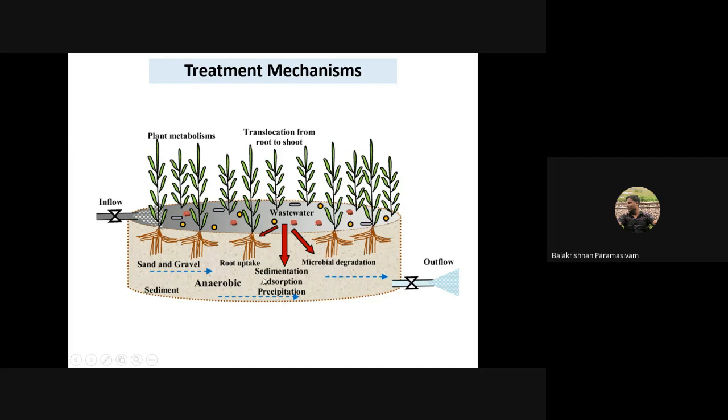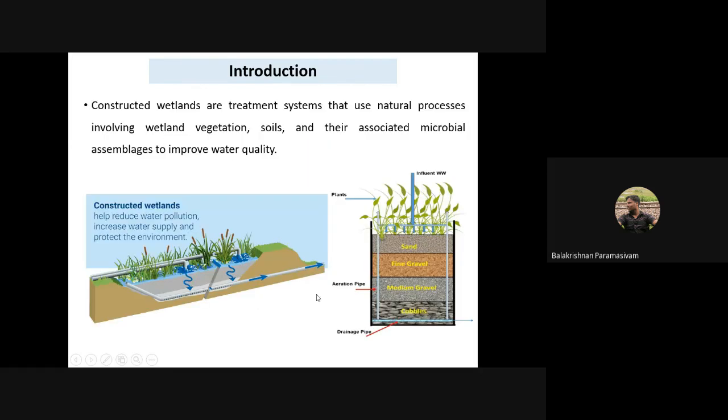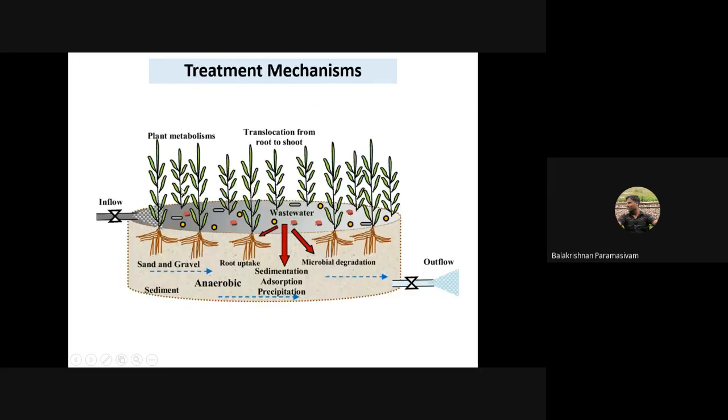Then here the processes are also sedimentation, adsorption and precipitation, because we are providing sand, gravel and other filtration media. In this we use fine pebbles, medium gravel, fine gravel and sand. We can also use some other materials which are easily available in the market. One example I will give in the later slides.